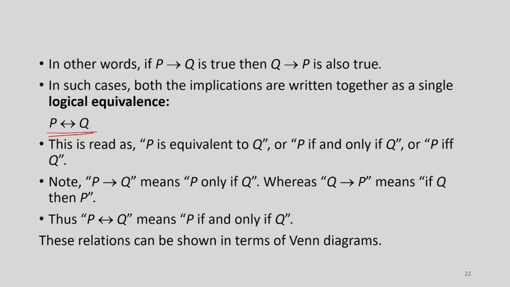This is read as P is equivalent to Q, or P if and only if Q, or P iff Q, which is the short form for if and only if. So, here the left hand side implies the right hand side, at the same time the right hand side also implies the left hand side. These are the cases of logical equivalence. Note, P implies Q means P only if Q, whereas Q implies P means this is the opposite thing, it means if Q then P.